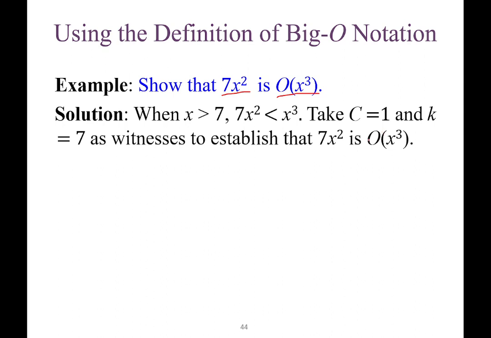After understanding these meanings, the proof is very easy. We have 7 times x squared, so we can replace 7 with x. So we can write: when x is larger than 7, then 7 times x squared is less than x cubed. So we can take witness c equals 1, because we have 1 times x cubed, and k equals 7. So we found the witnesses c and k, and we prove that 7x squared is big O of x cubed.